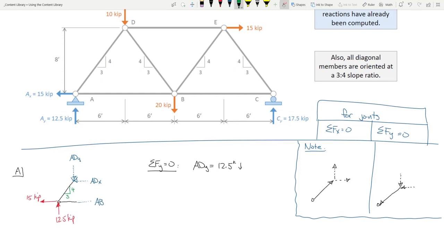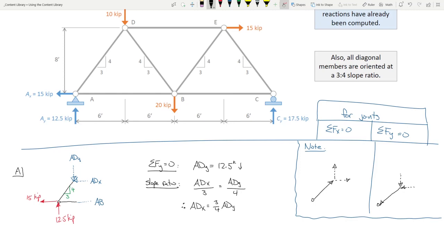Okay. So here's my question for you. This is sort of how I do this. It's a slope ratio. Would this be a fair way of looking at this? Could I say that ADX is 3 as ADY is 4? I know ADY. How do I solve for ADX? I say ADX is 3/4 ADY.